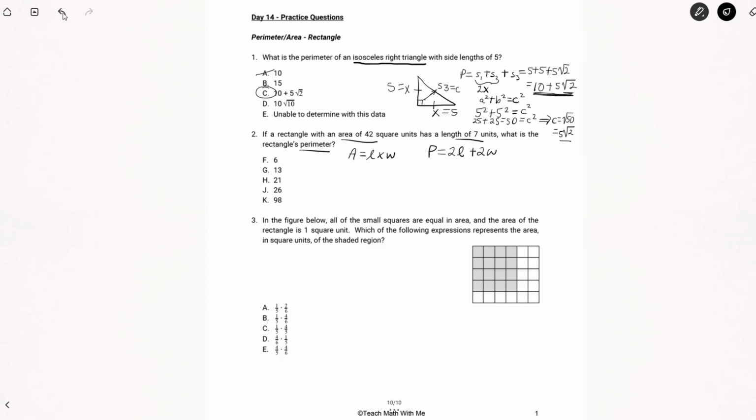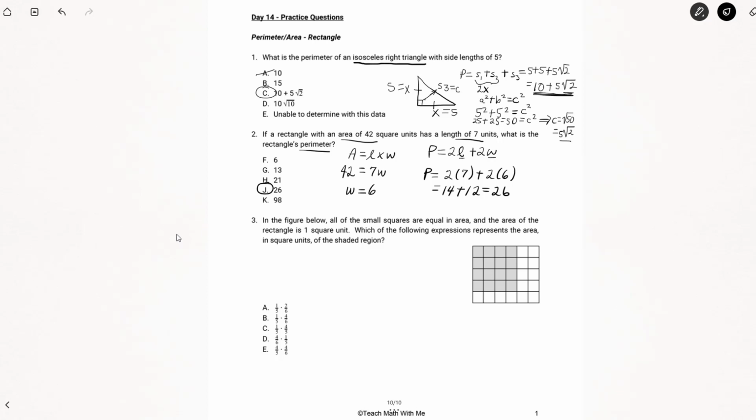Remember, we're just adding up the 2 lengths and the 2 widths. Area, we multiply the length times width. Well, we're given that the area is 42, and we're also given that the length is 7. We don't know what W is. We need W over here. We have L, so let's find W. We can solve for W by dividing through by 7, and 42 divided by 7 is 6, so that gives us our width. So now we can plug that into our perimeter formula. 2 times 7 plus 2 times 6, and that turns out to be 14 plus 12, which is 26. That is answer choice J.